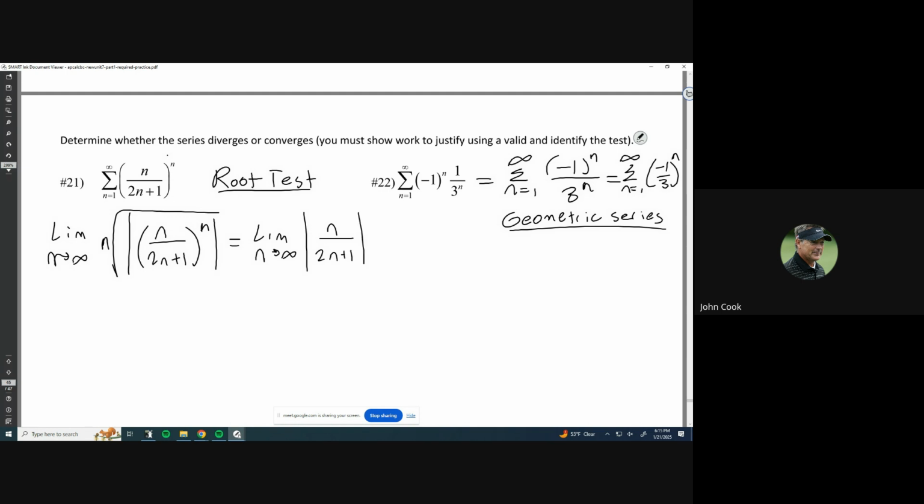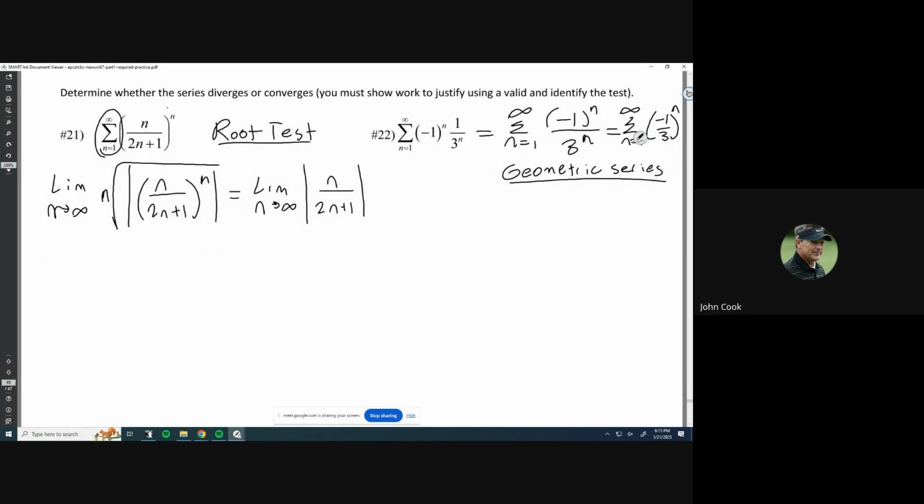Now for whatever n values that we plug in, both those numbers are going to be positive in the top and the bottom. So I can get rid of the absolute value. So I'll rewrite this as the limit as n goes to infinity of n over 2n plus 1. Now here's the deal. If the limit ends up being more than 1, this is going to diverge. If it's less than 1, it's going to converge. And if it's equal to 1, it's inconclusive.